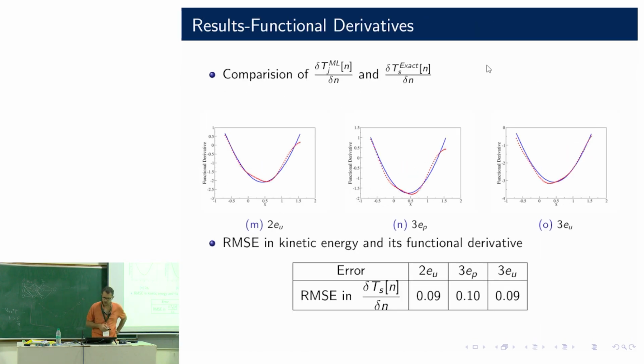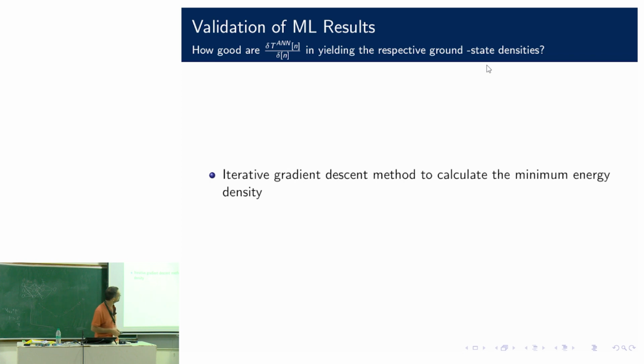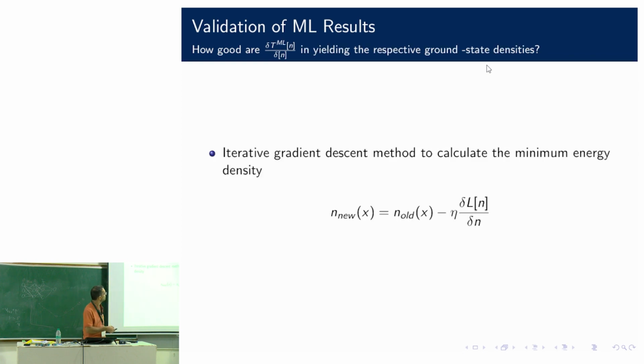Okay. This red line is my machine learned functional derivative, and what I want to do is use this and get my density back. That is my ultimate goal. Can I do that or not? That's the thing. So how am I going to do it? We'll use this. So this is my Lagrangian.